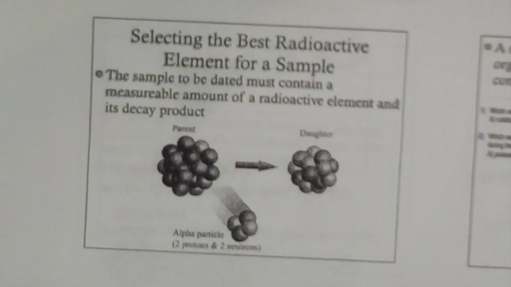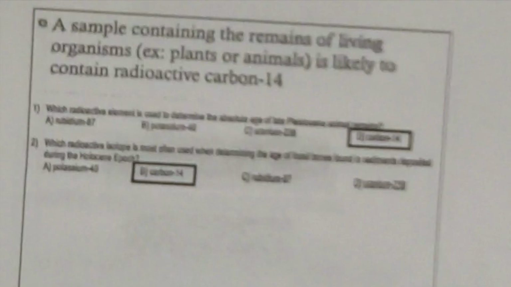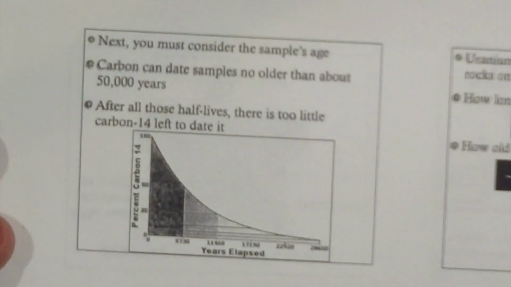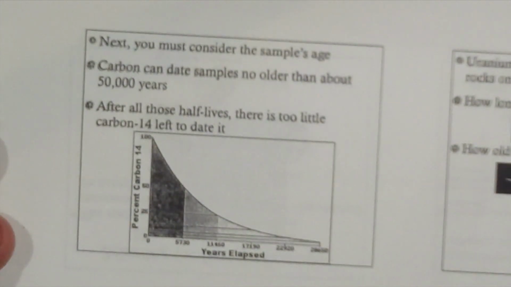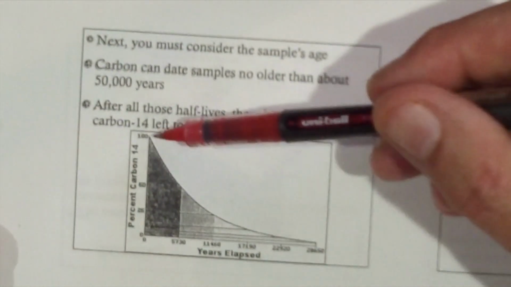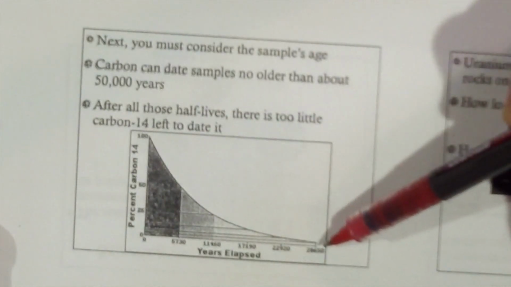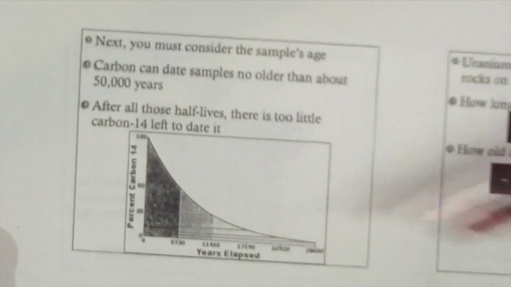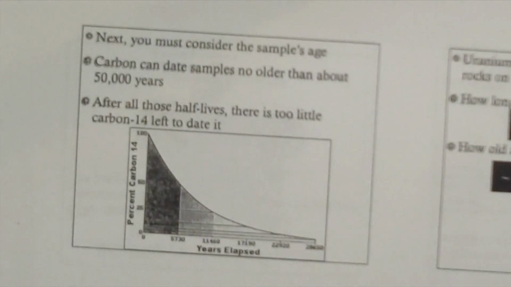Selecting the best radioactive element: the sample to be dated must contain a measurable amount of radioactive element and its decay product. A sample containing the remains of living organisms, for example plants or animals, is likely to contain radioactive carbon-14. Next, you must consider the sample's age. Carbon can date samples no older than about 50,000 years. Since carbon-14 has a very short half-life, at about the end of 50,000 years there's very little carbon-14 left. It's very difficult to find carbon-14 in samples older than 50,000 years.